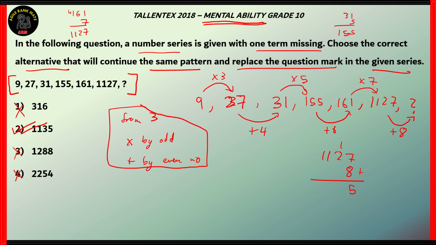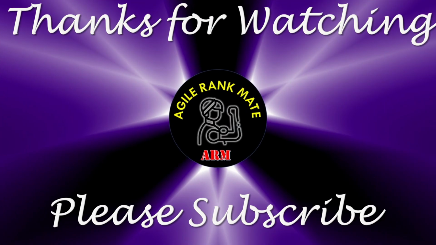Now in order to confirm it, 2 plus 1 gives you 3, and then the 11 carries over. So therefore 1135 turns out to be the right option that will replace the question mark in the given series. The series is from 3 onwards, multiply the previous term by an odd number, and the next term would be added by the consecutive even number. So that is how the series progresses, and that's how we got our answer, which would replace the question mark, which is option 2, 1135.